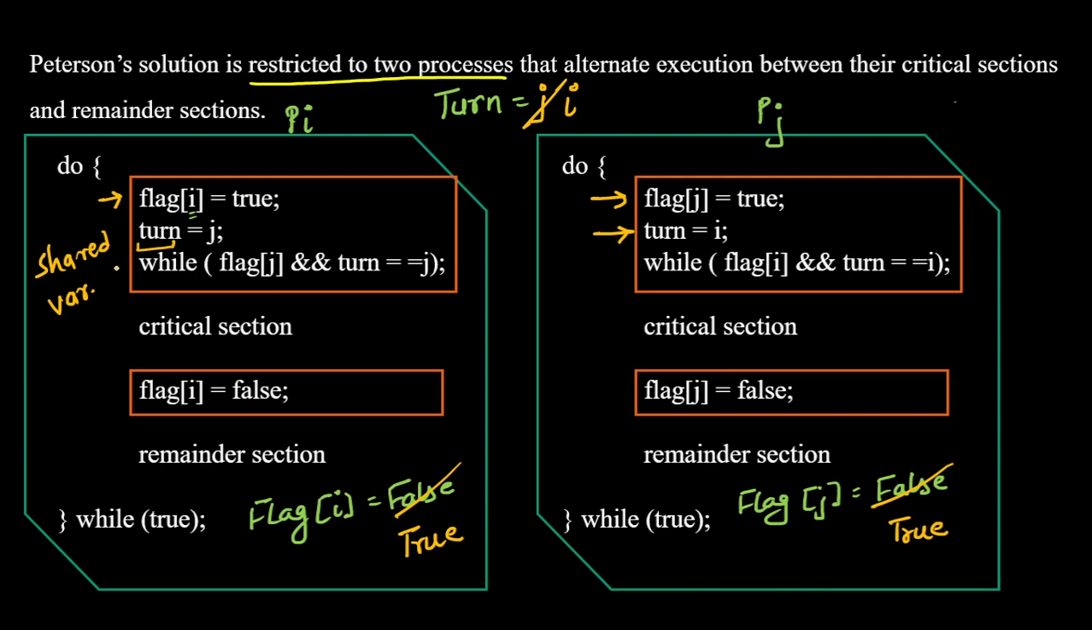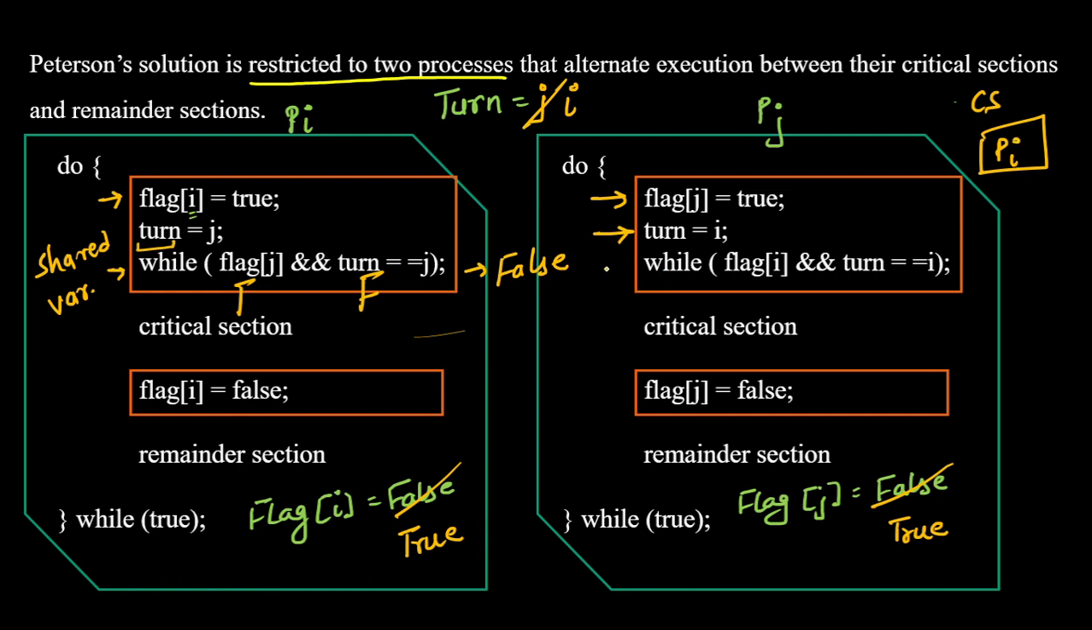Now this condition will be checked: flag of J is true, this is true, and turn is equal to J, but turn is not equal to J, so this will become false. So this will move out of this loop, and process PI will enter inside the critical section.